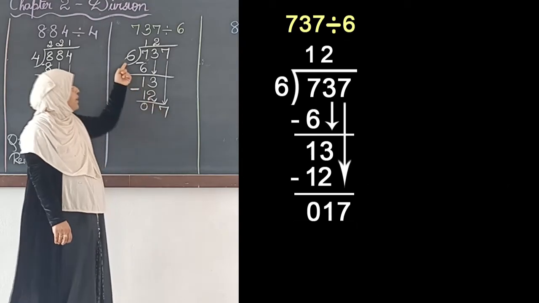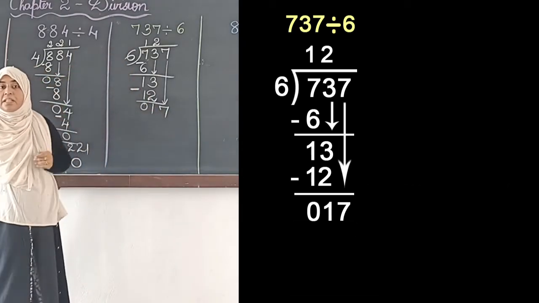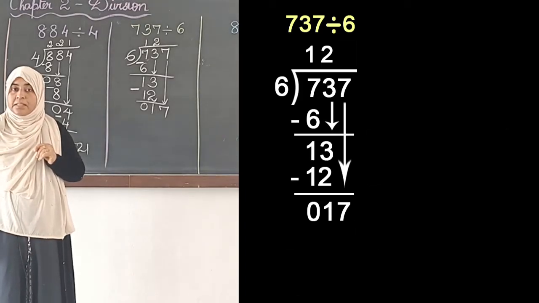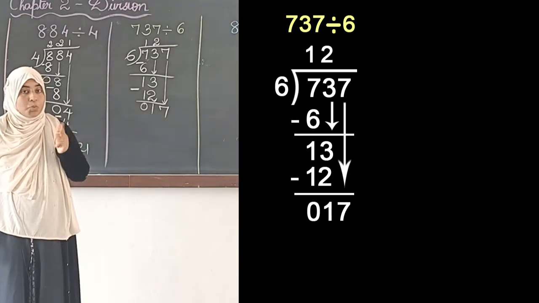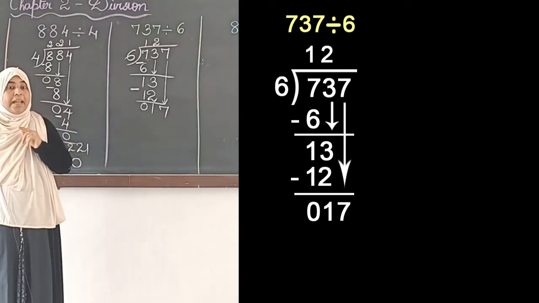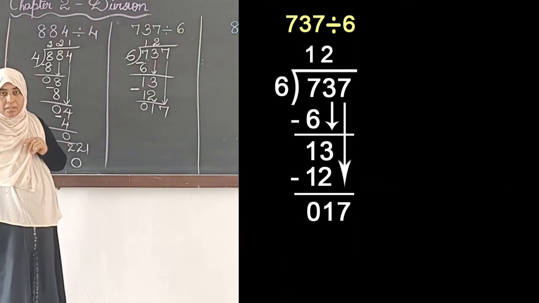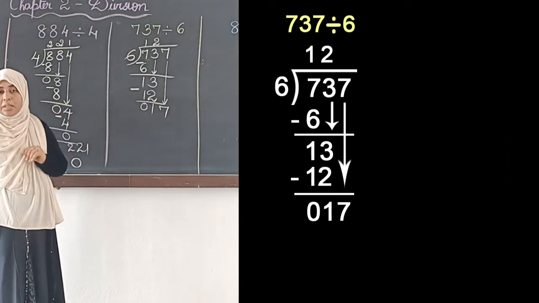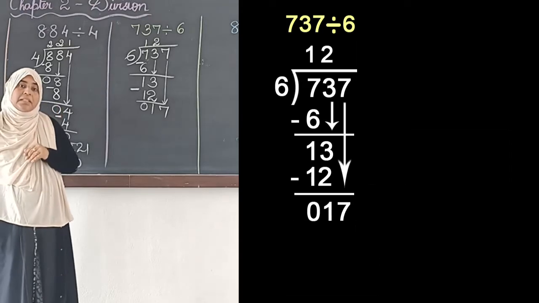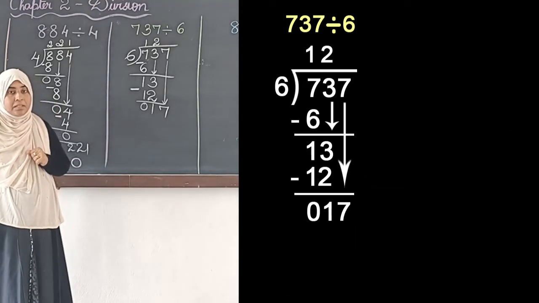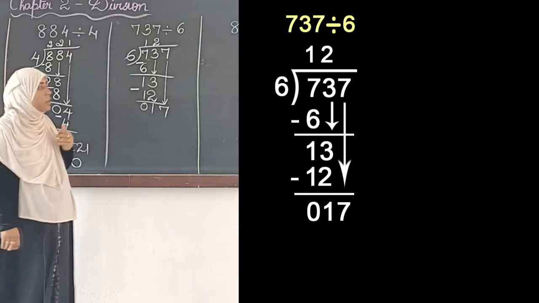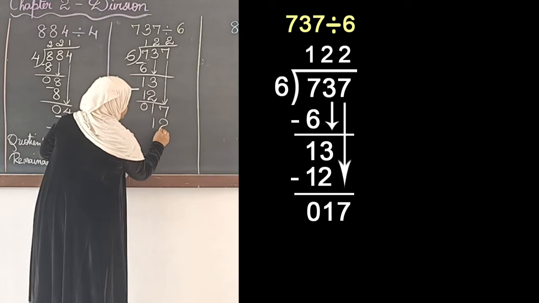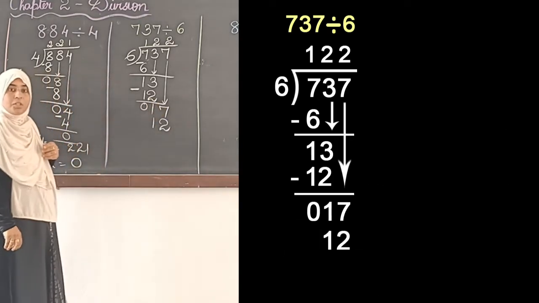Now, 17 divided by 6. In the table of 6, we have to search for 17. Do we get 17 in the table of 6? 6 ones are 6, 6 twos are 12, 6 threes are 18. We do not get 17 and 18 is greater than 17. So, we have to again look for the smaller number. So, which is the smaller number in the table of 6 which is smaller than 17? It is 12. So, 6 twos are 12.